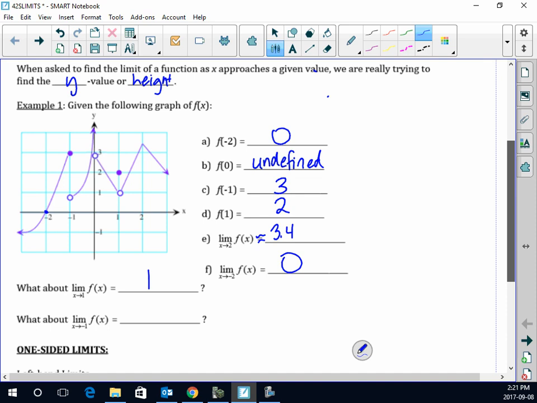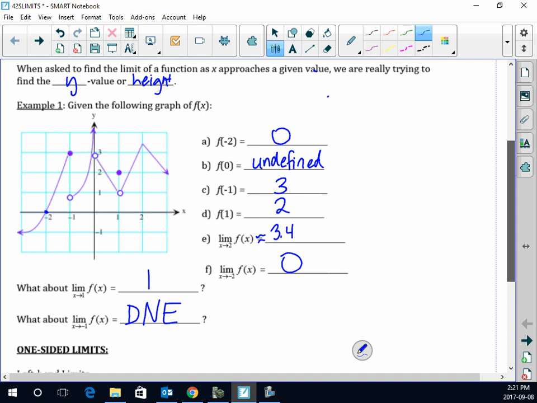No, it's not somewhere in between. You can't make the decision. Like here, when it's coming from the left and the right, it's pretty obvious it's coming to this height. But here, when it's coming from the left and the right, one goes to here and the other one goes to here, so you don't know. So this is where it does not exist, which is different than undefined. Undefined is an actual point, but the limit is going to be does not exist.